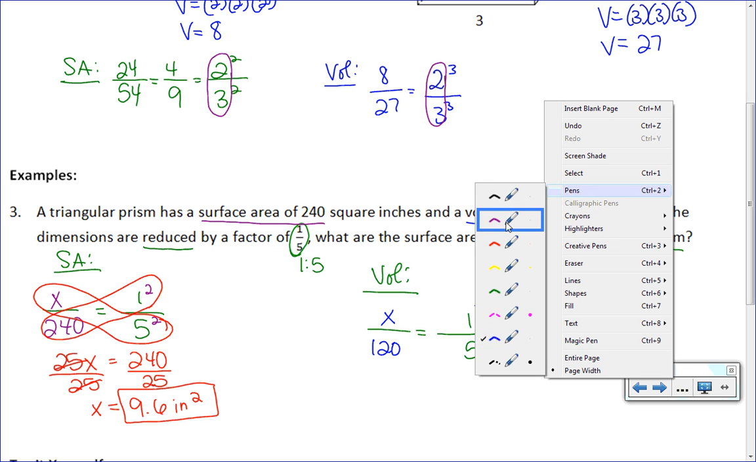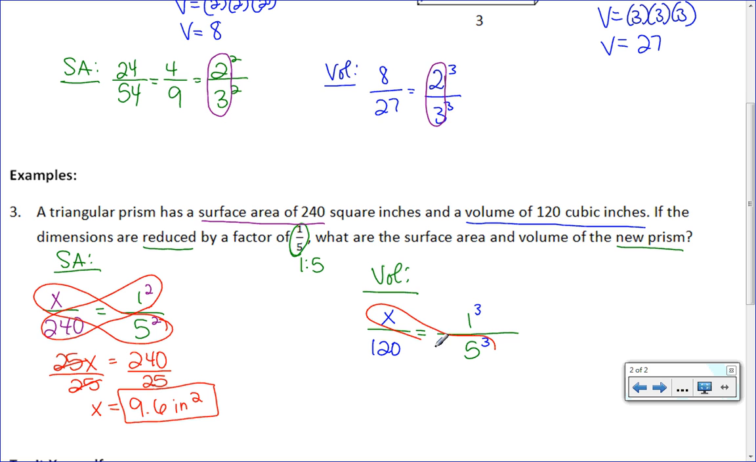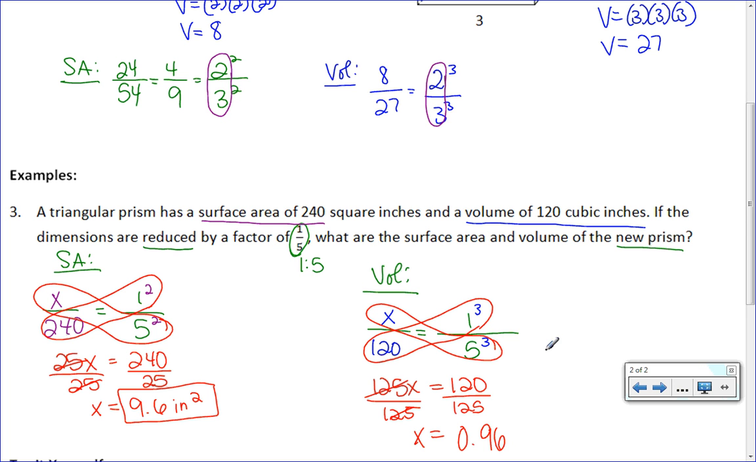Alright, and now we will use cross products to solve. So here, we have 5 cubed, which is 125 times x, so that's 125x, equals, here we have 1 cubed, which is 1, times 120, is 120. And then to finish solving for x, we'll divide both sides by 125. We get x equals 120 divided by 125 is 0.96. And our original units were in inches, and this is volume, so this is inches cubed.